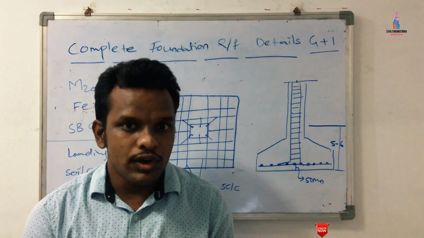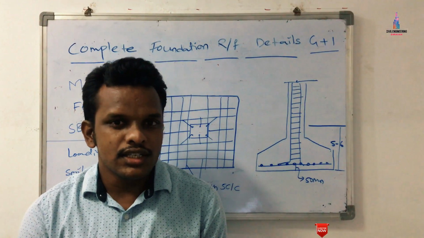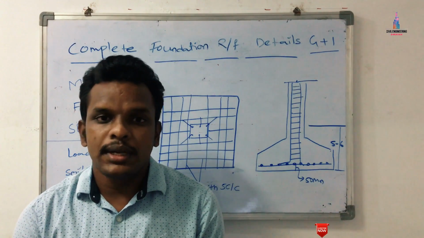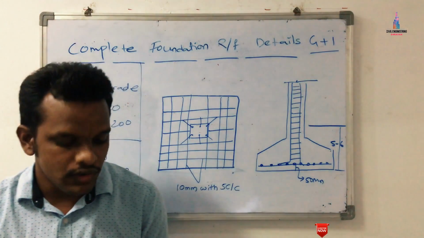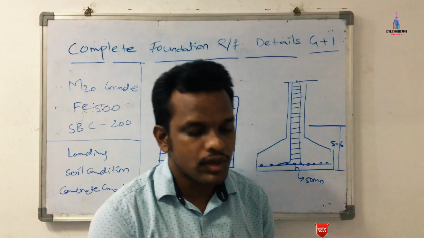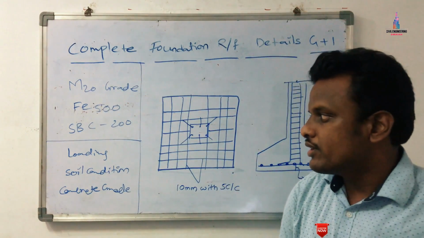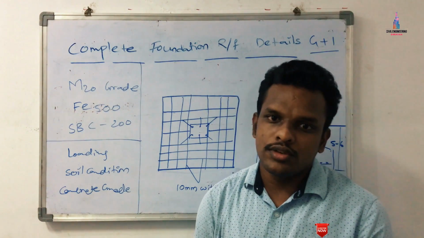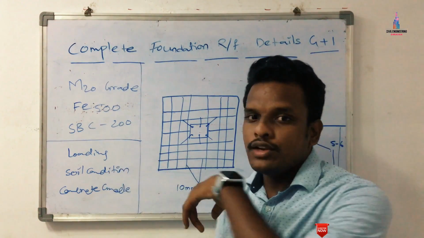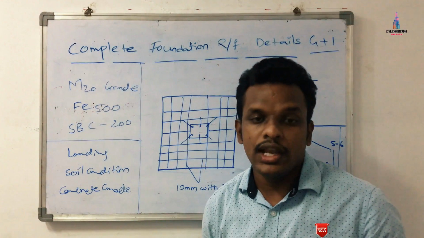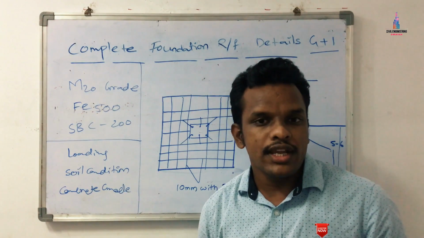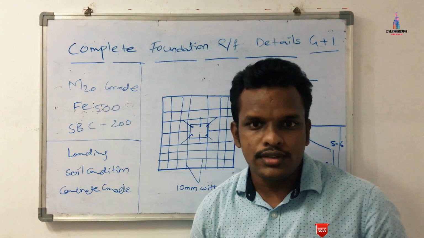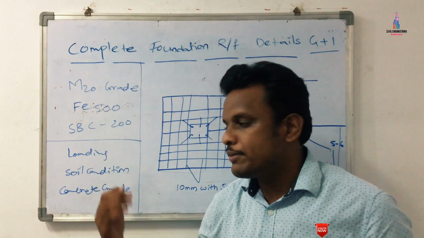So first one is the loading condition. If you increase the loading on the foundation, the reinforcement values will be greater. Due to that reason, we need to concentrate on the loading system. For this G+1 building structure, we will consider the gravitational loads, the dead loading condition as well as the live loading condition. Along with that, we need to consider the seismic loading condition if the building is in a high seismic zone, whether zone 4 or zone 5. No need to consider the wind loading condition.